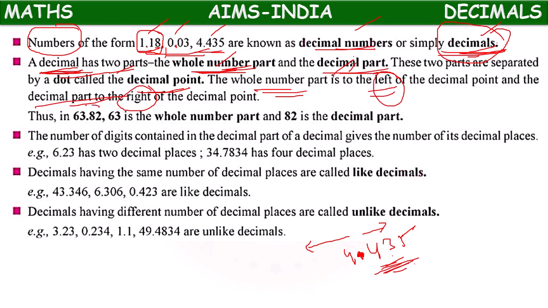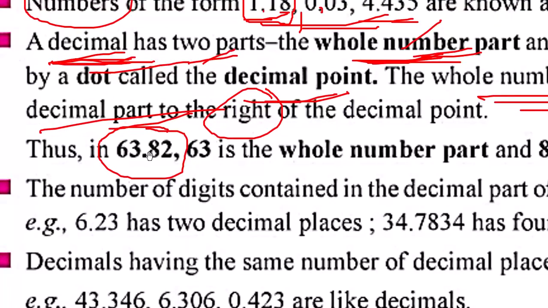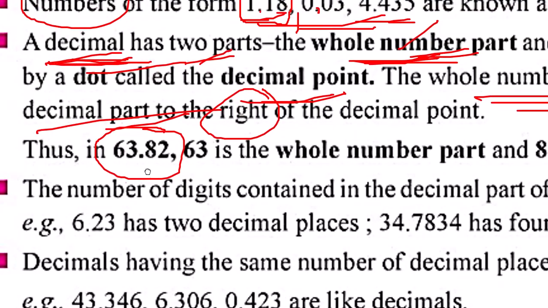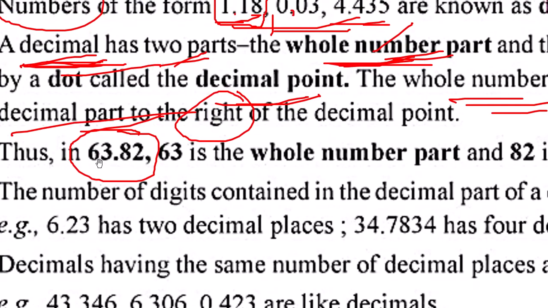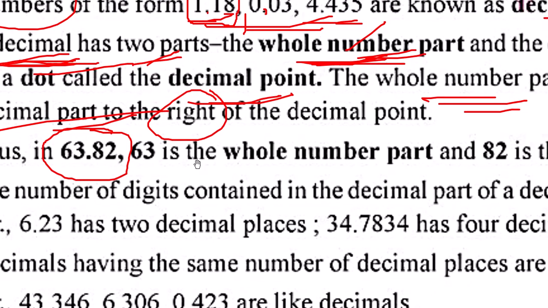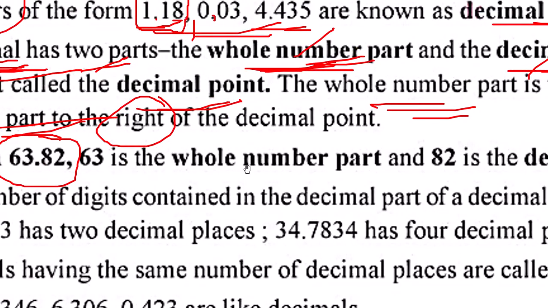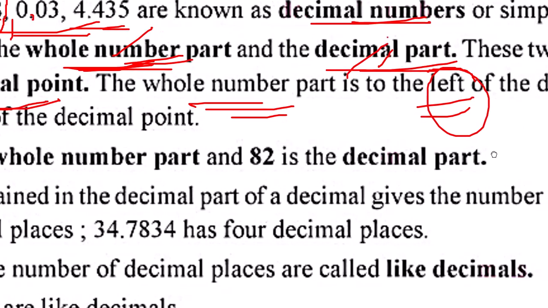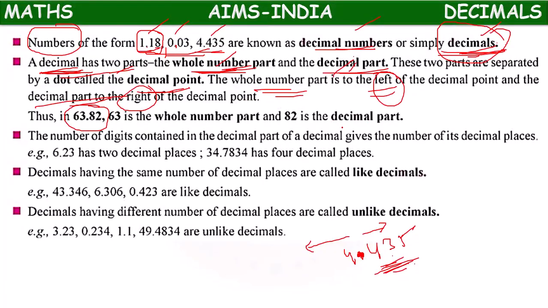Suppose we have 63.82. In 63.82, before the decimal we have 63, and after the decimal we have 82. Here 63 is the whole number part and 82 is the decimal part.